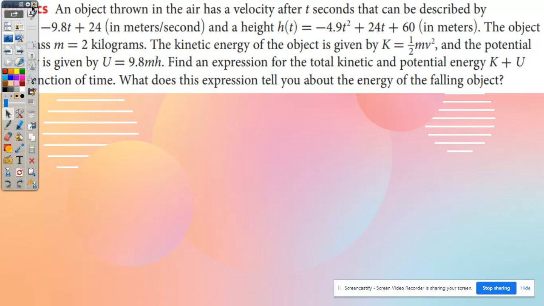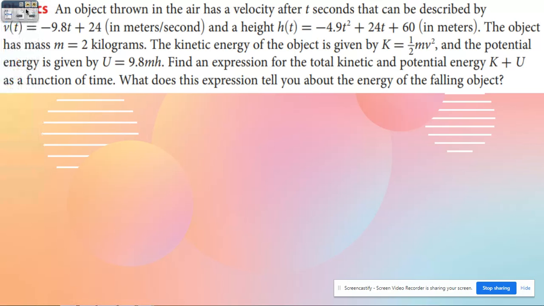All right, so now I have a word problem, and I'm going to read it to you. This is a word problem that has to do with physics. So we're going to learn about kinetic energy and potential energy. An object is thrown in the air, has a velocity after t seconds that can be described as velocity equals negative 9.8 t plus 24 in meters per second, and a height h equals negative 4.9 t squared plus 24 t plus 60 in meters. The object has a mass of m equals 2 kilograms.